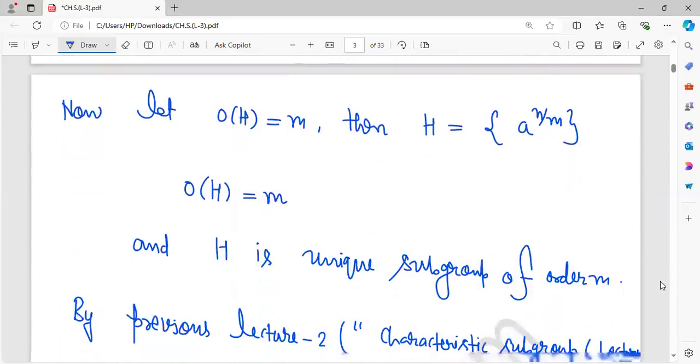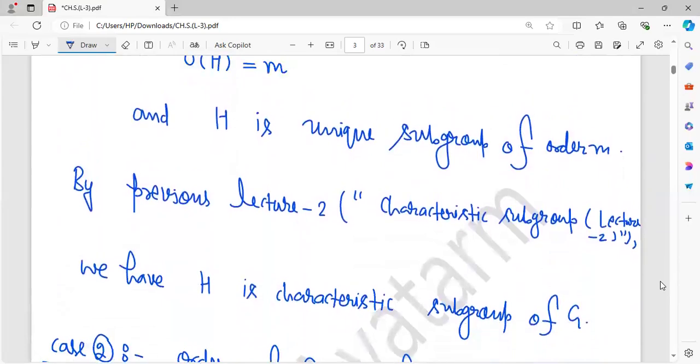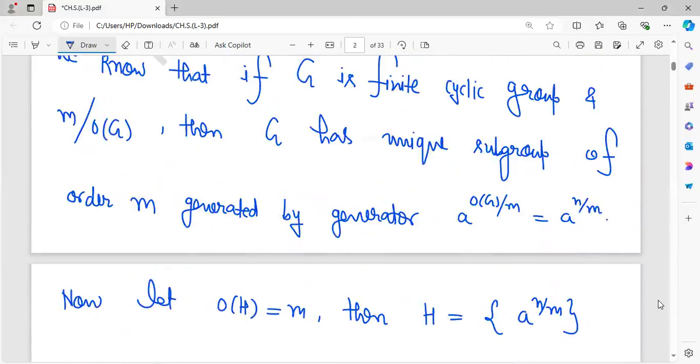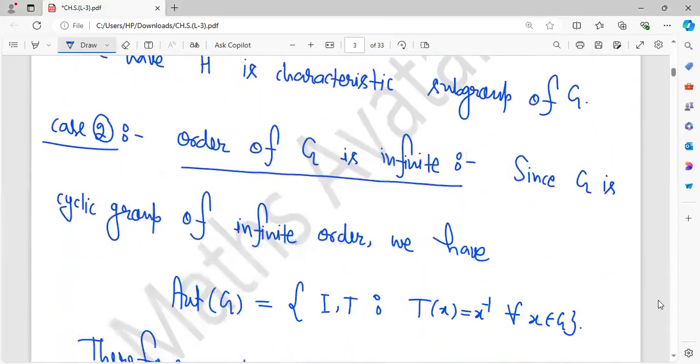By the previous lecture, characteristic subgroup lecture 2, we have that H is a characteristic subgroup of G. Because in lecture number 2, we have shown that if you have a subgroup of unique order, that is always characteristic. Here H is a subgroup of order m, and that subgroup is unique. So that is why it is a characteristic subgroup. So in this case, we are done.